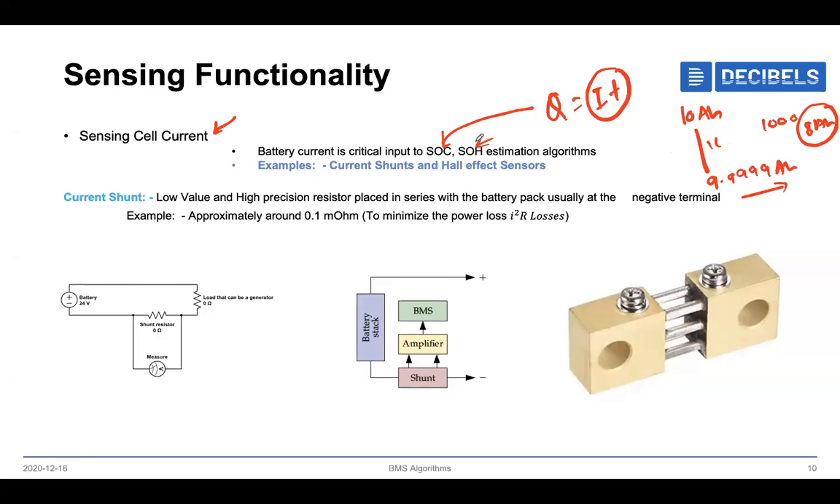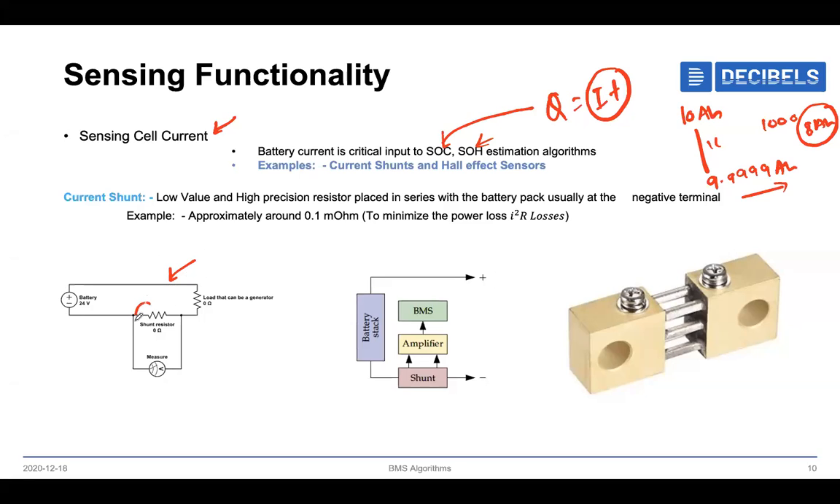So how can we measure this cell current? Again, here we have two methodologies. One is current shunts and the other is Hall effect sensors. Here you can look at one example of using the current shunt. This is the positive terminal of the battery pack, and this is the negative terminal of the battery pack.